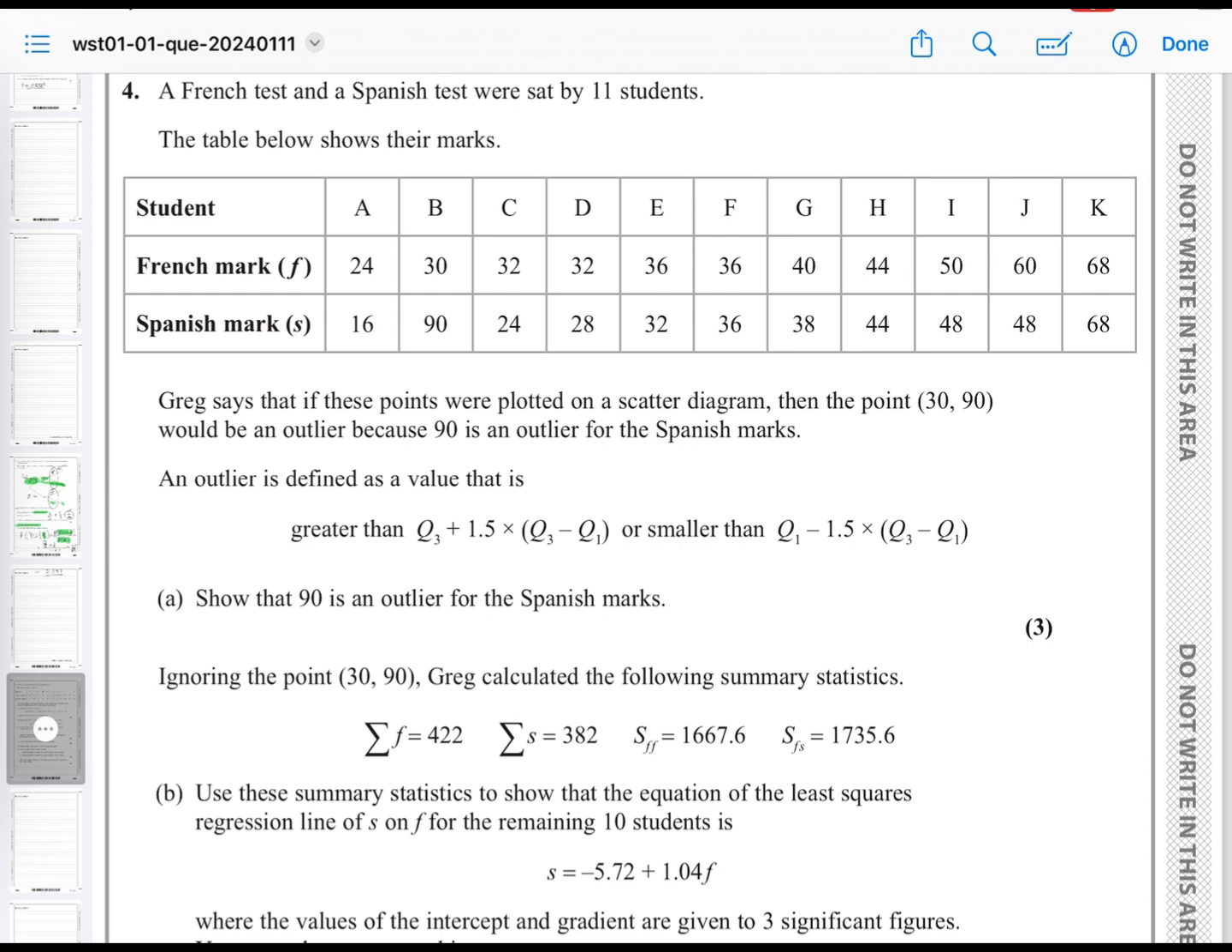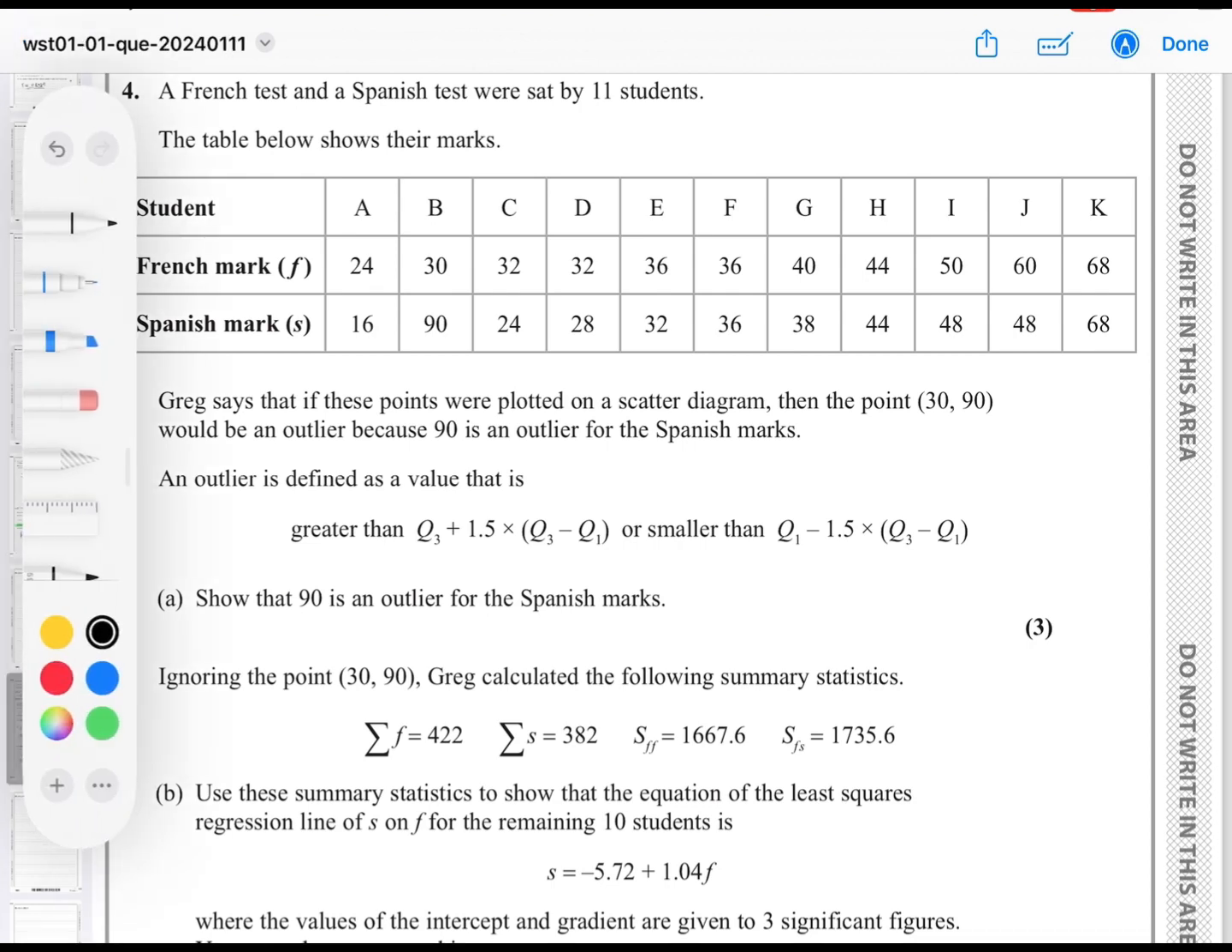Okay, so now they give the definition of the outlier. An outlier is defined as a value that is greater than Q3, the upper quartile, plus 1.5 times Q3 minus Q1. Q1 is the lower quartile. For the upper and lower quartiles, they're talking about the Spanish marks. So the Spanish marks are here.